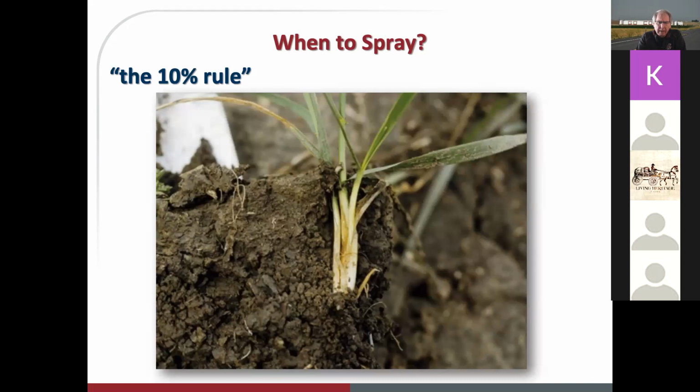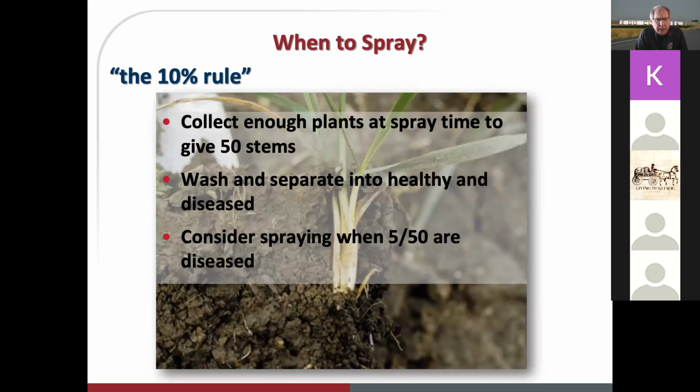And so what we recommend is that when it's getting close to spray time, you go out and collect enough plants to give you about 50 stems. You wash those plants and you separate the stems into healthy and diseased. If you can see a lesion on there, or you think you can, then put it in the disease pile and consider spraying when you have 5 out of 50 that are diseased. And that 5 out of 50 represents 10%.